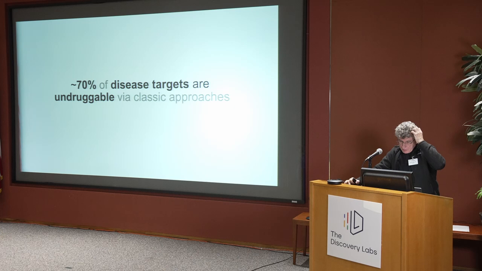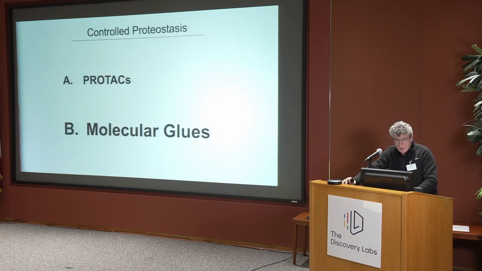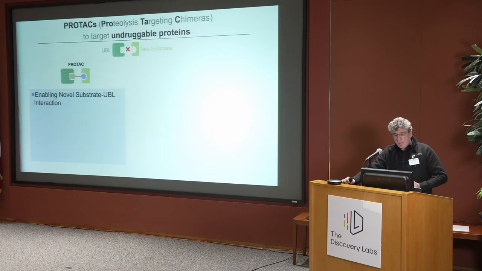So in the last few minutes, let me introduce PROTACs and molecular glues. About 70% of disease targets are undruggable via classical approaches, and so people are thinking about targeted protein degradation, and in particular, they want to use PROTACs and molecular glues. As you can see from the font size, I'm biased towards molecular glues. But let me tell you what a PROTAC is, although I'm sure that almost everyone in this room knows. PROTACs are proteolysis-targeting chimeras, and they are supposed to target undruggable proteins.